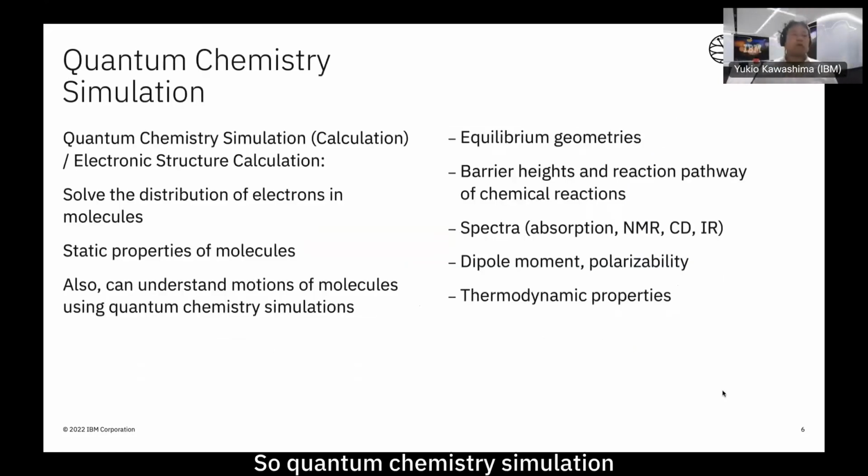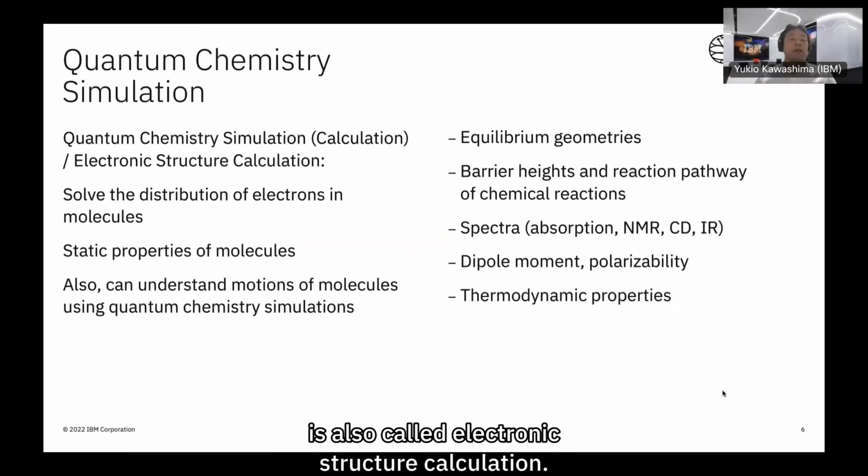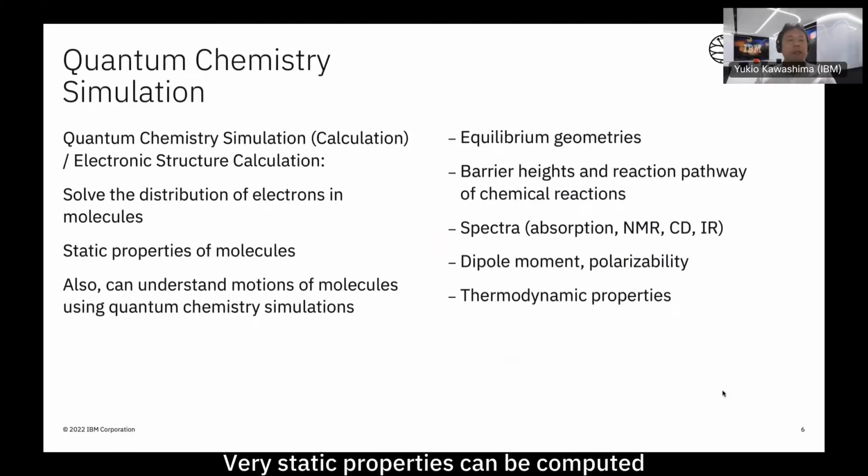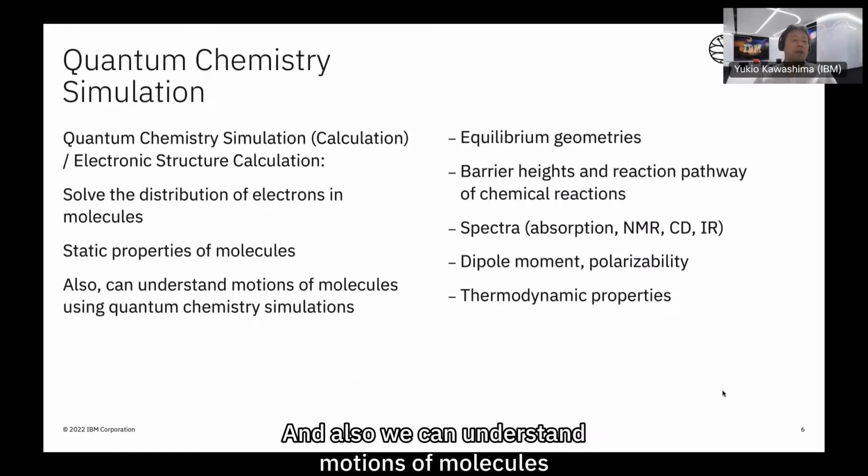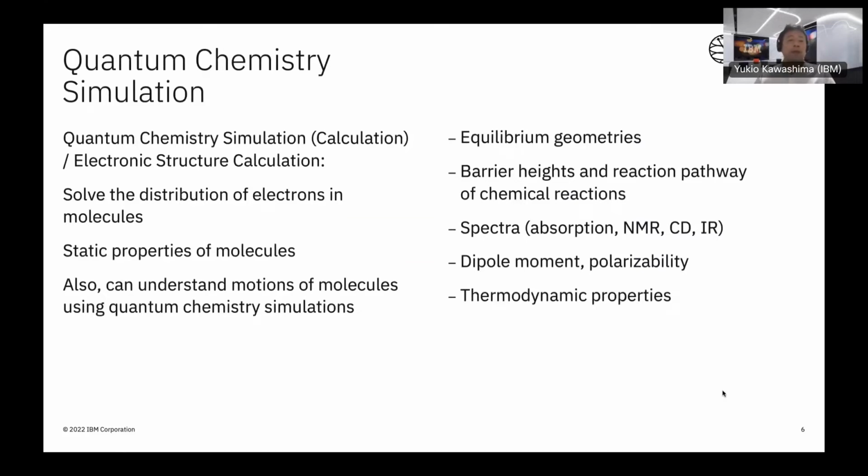So quantum chemistry simulation is also called electronic structure calculation. It solves the distribution of electrons in molecules. Various static properties can be computed using quantum chemistry simulation. And also, we can understand motions of molecules using quantum chemistry simulations as well. The typical static properties we can compute are shown on your right-hand side.